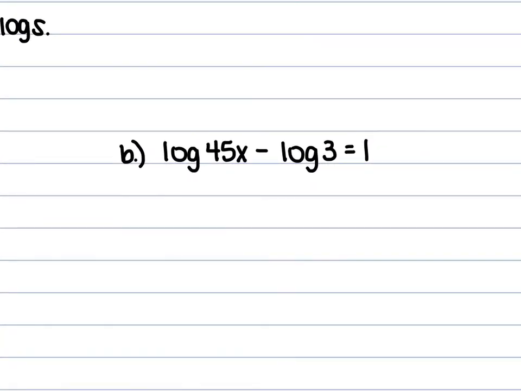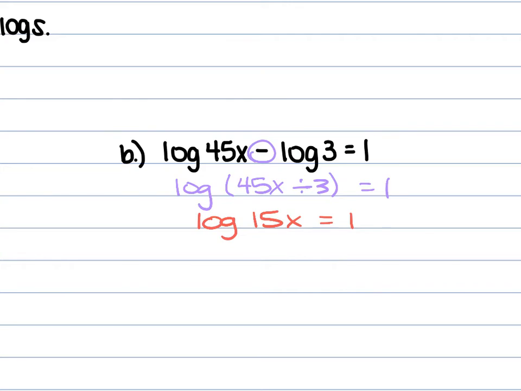For B, we have log 45x minus log 3 is equal to 1. Remember, when we are subtracting logs, we are really dividing. So keep the log, divide 45x by 3, keep it equal to 1. So the 45x divided by 3 goes into 45 15 times. So that's log 15x is equal to 1.